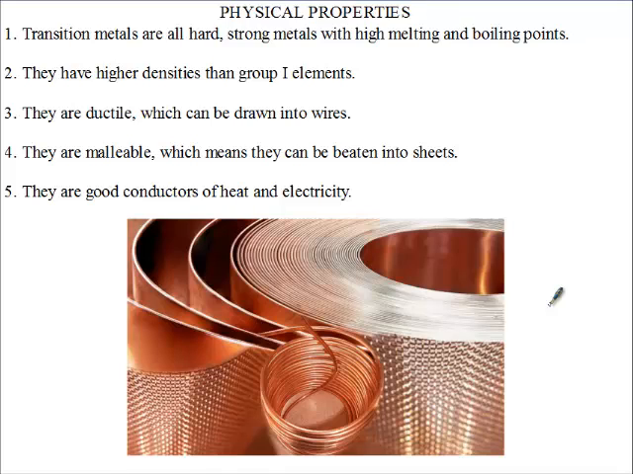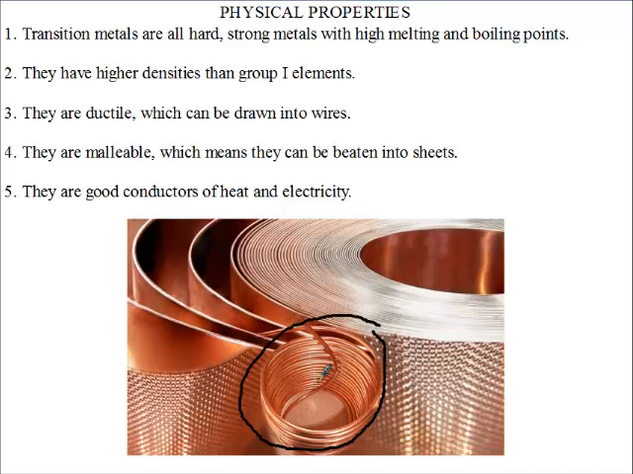Transition metals are ductile. When we say a metal is ductile, that means it can be drawn into wires. Over here you see coils of these metals. Now this metal you see here is copper. Okay, now copper has been drawn into wires, as you can see here.